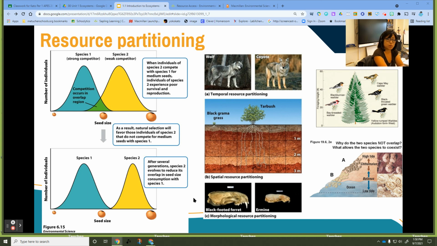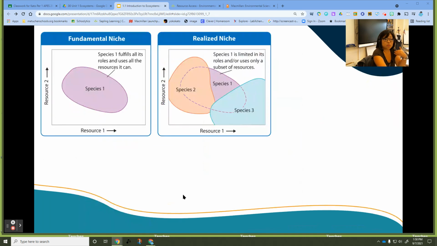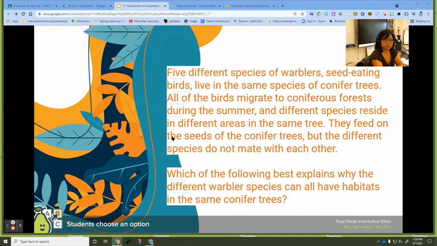Okay, so there are different ways in which organism populations, species can partition their niche or their resources that will allow them to coexist. So they're still competing, right? But they're really trying to minimize the competition by reducing their niche. The niche that they can potentially occupy is called a fundamental niche, and the niche that they end up occupying because of the presence of the other species is called a realized niche, right? And it's oftentimes smaller.